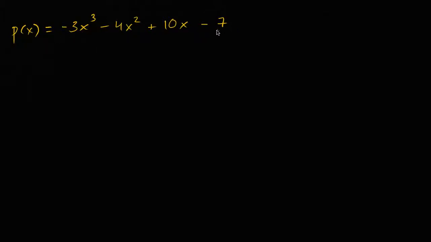So we have a polynomial here. And what I'm curious about is, what is the remainder if I were to divide this polynomial by, let's just say, x minus 2? I want the remainder when I divide this polynomial by x minus 2.